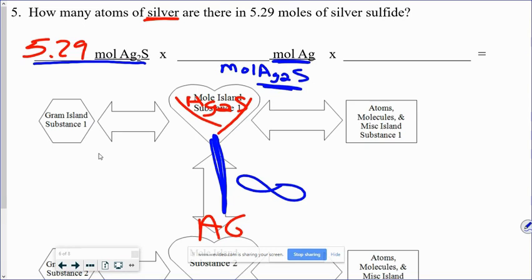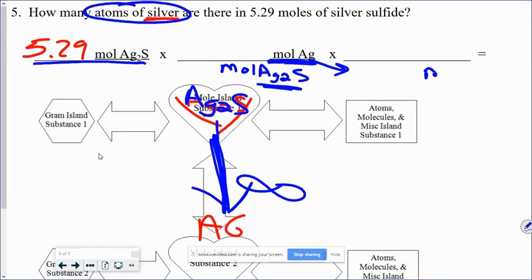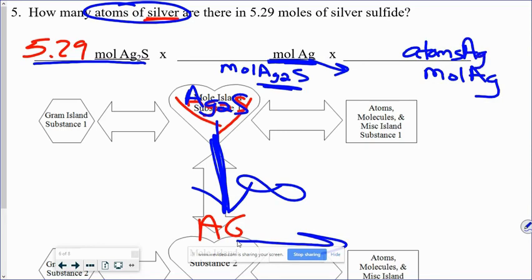But what we're going to do is we're going to move from the silver sulfide that's up here, and we're going to move down here to silver at the next mole island. Right up here now we have moles of silver, but the question is how many atoms of silver do you have? So we do not want our answer in moles of silver, so whatever label's up there goes at the bottom of the next step. Moles Ag, and we can go from moles of Ag over here to atoms of Ag. Our mole map allows for that.